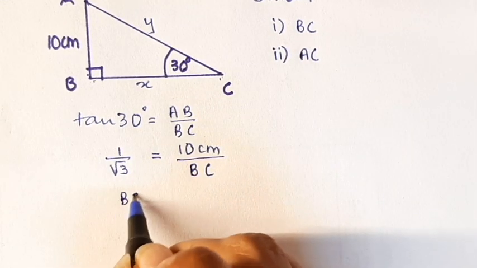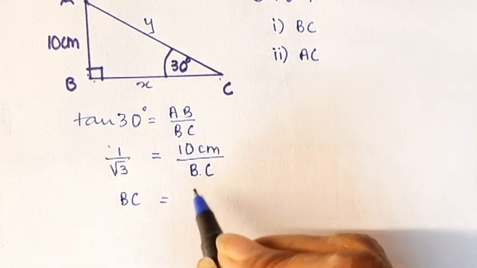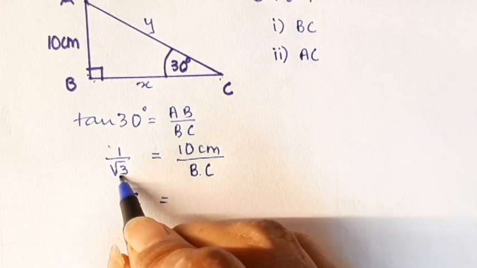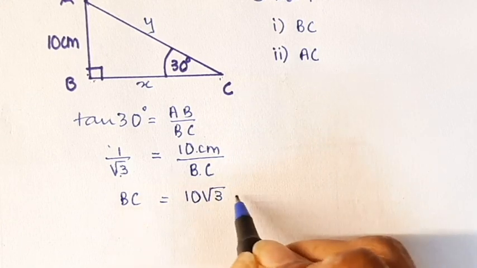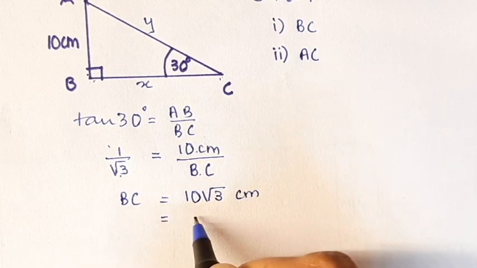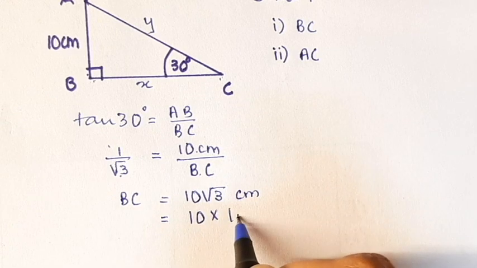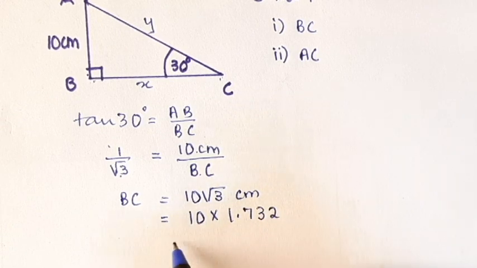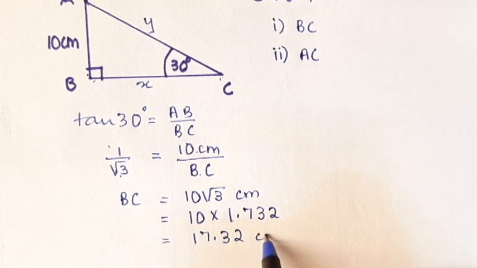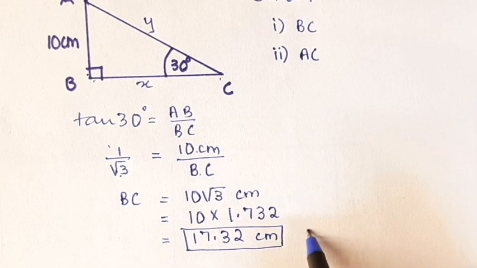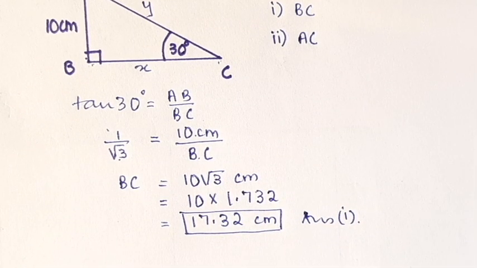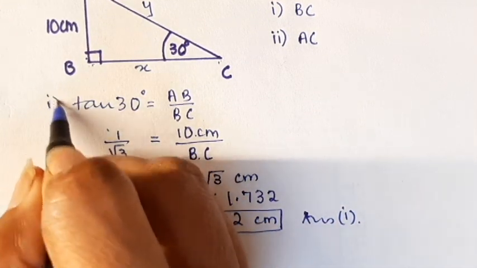Now BC will come to the other side. It will come with the numerator, and root 3 will multiply this 10. It will become 10 root 3 centimeter. Let us substitute the value of root 3, which is 1.732, and we will get 17.32 centimeter, and that would be our first answer. Let us come to the second part. This is our first part.